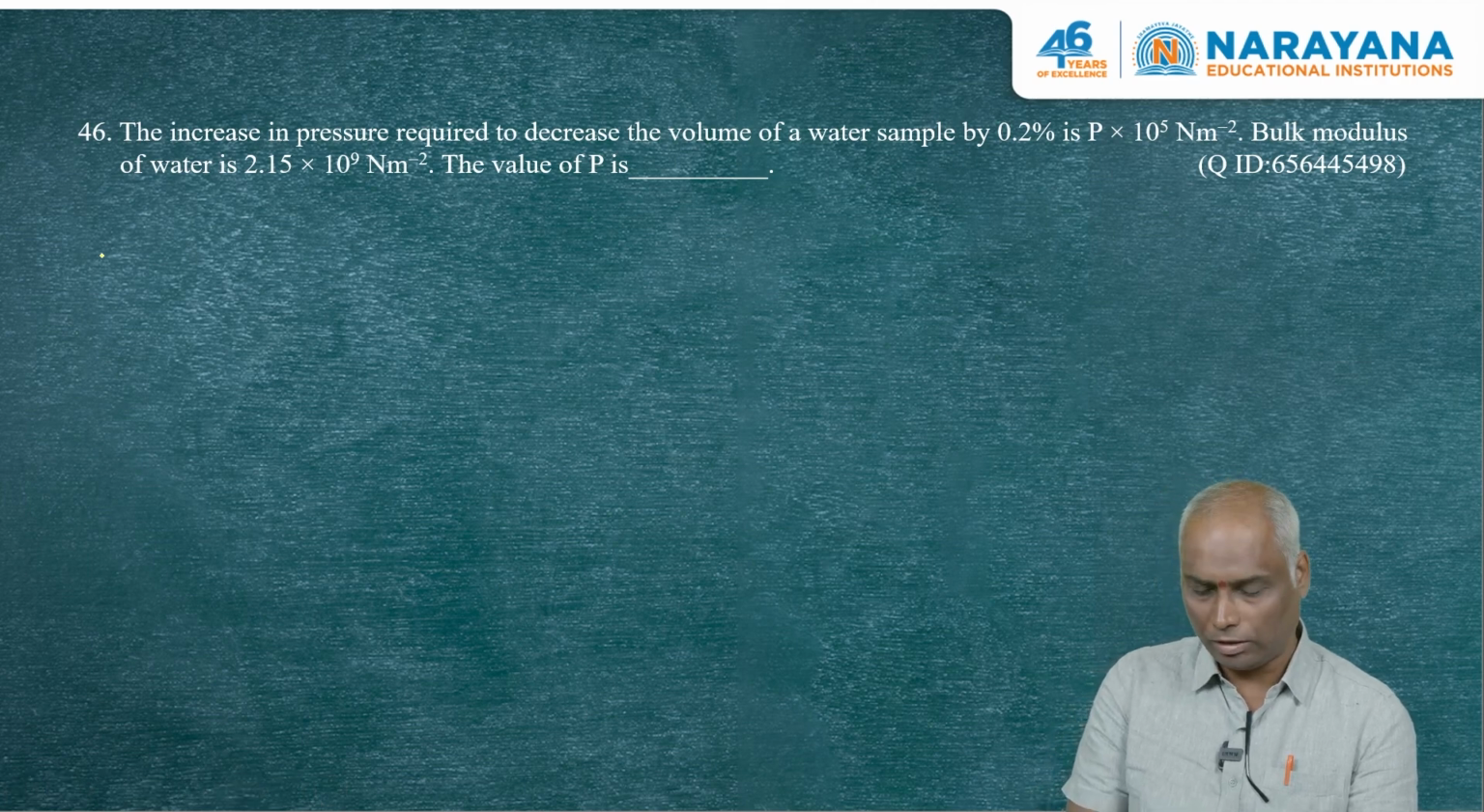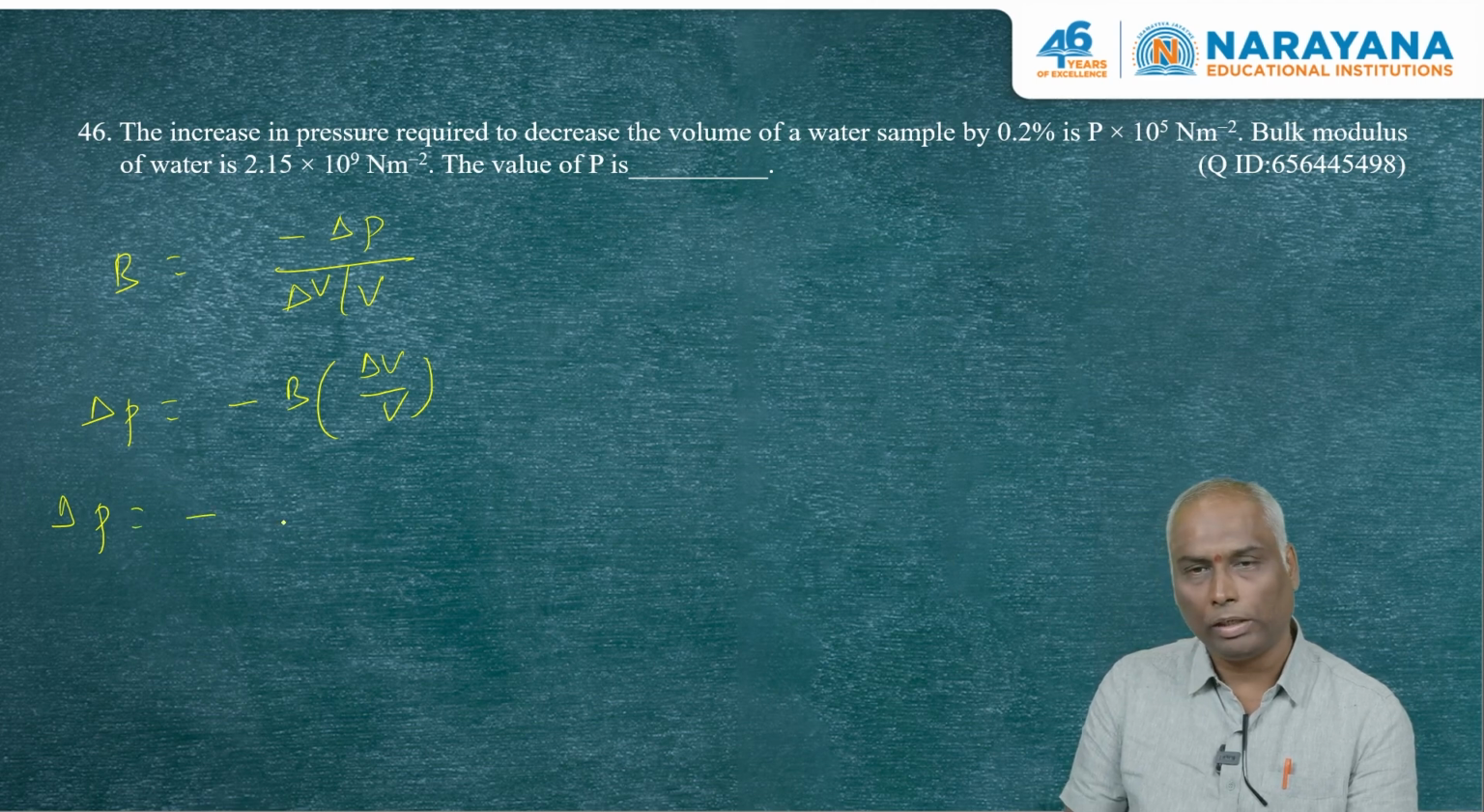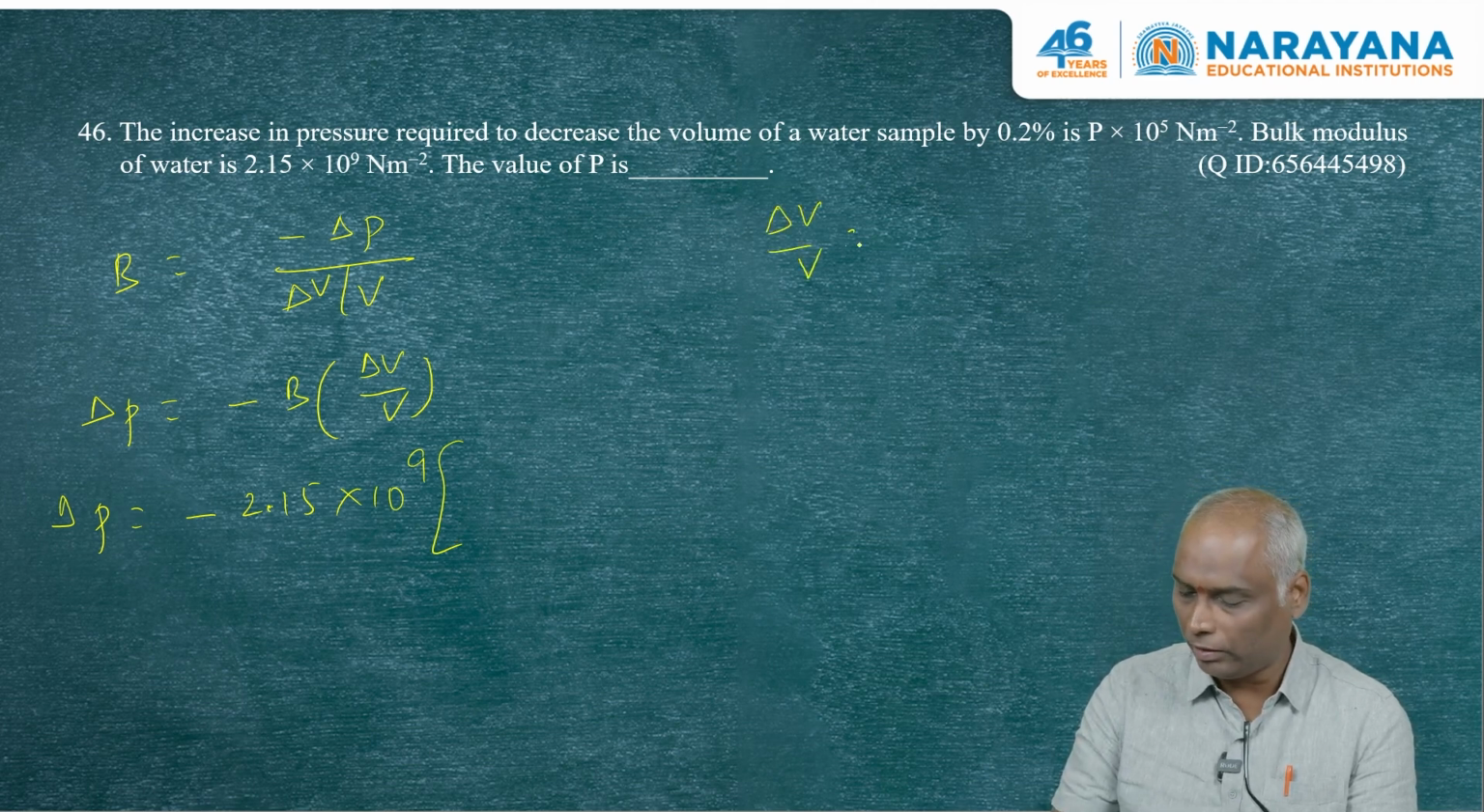So an equation relating bulk modulus, change in pressure, and fractional change in volume is: bulk modulus B is equals to minus of delta P divided by delta V divided by V. Therefore, delta P becomes equals to minus of B into delta V divided by V. So delta P is equals to minus of B, the bulk modulus, which is given in the question as 2.15 into 10 to the power of 9, times delta V by V. Because there is a decrease in volume, we can say delta V divided by V is equals to minus of 0.2%, means minus of 0.2 divided by 100.